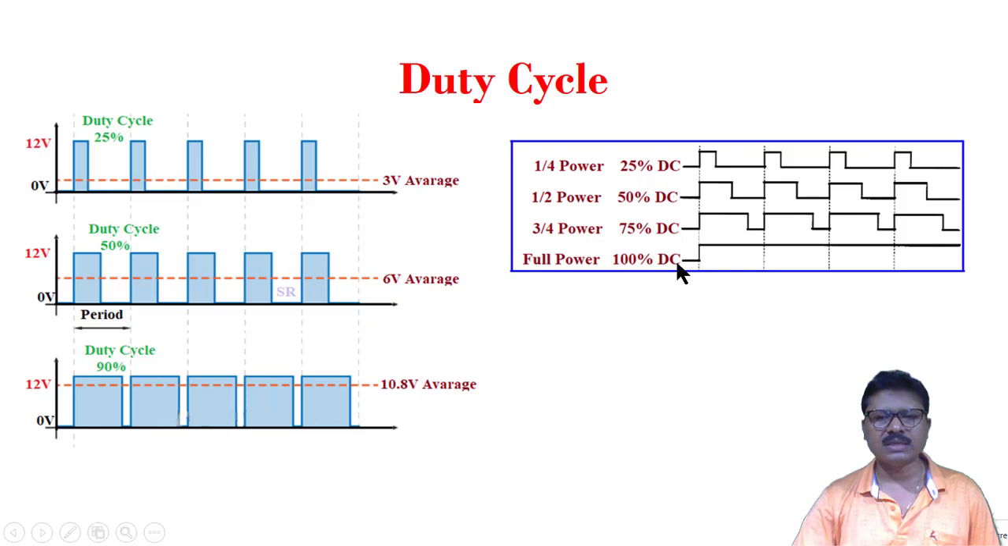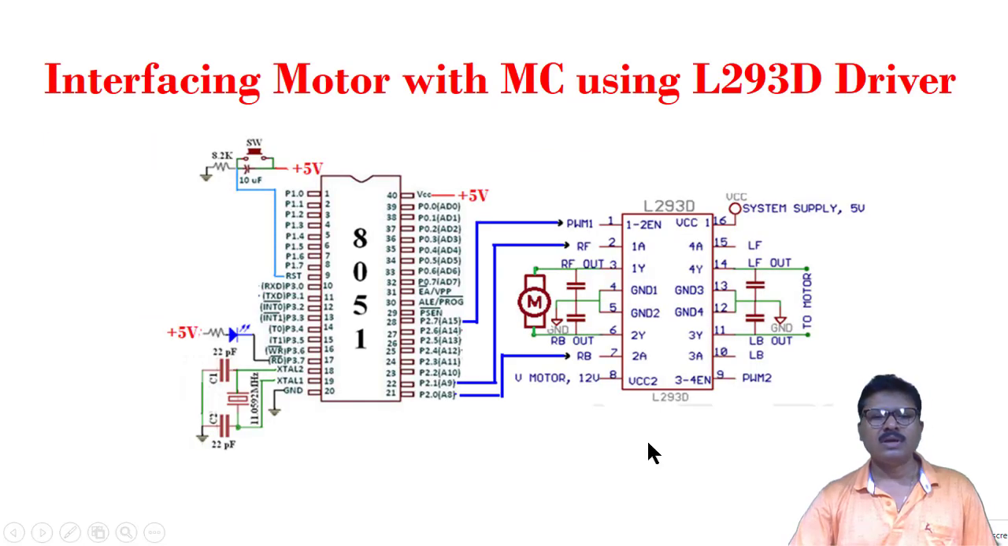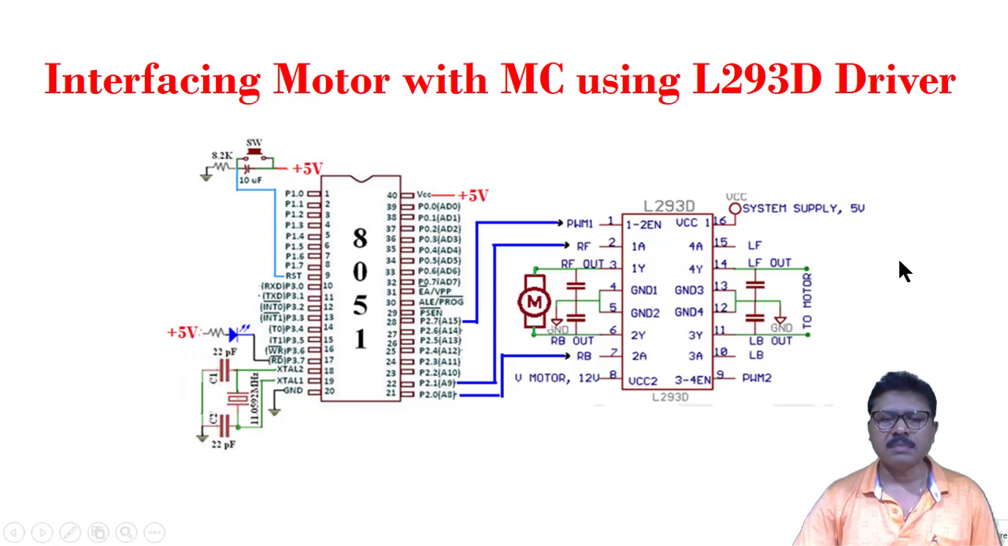This is a similar example. When this is constant, constant means say 12 volt is constant, then that is the full power. This one, the power is reduced a little, this one the power is reduced further, this one the power is reduced even more. So in this way we will change the duty cycle of the pulse applied.